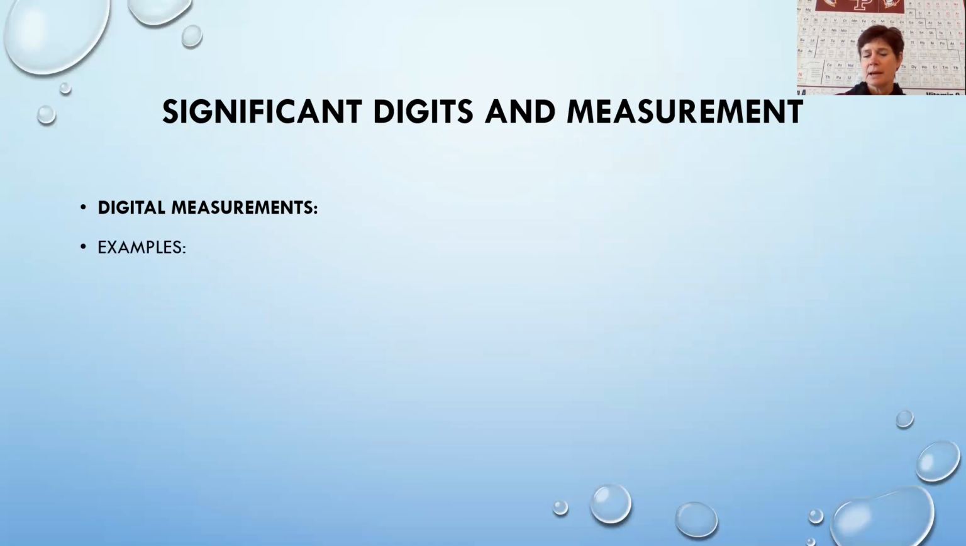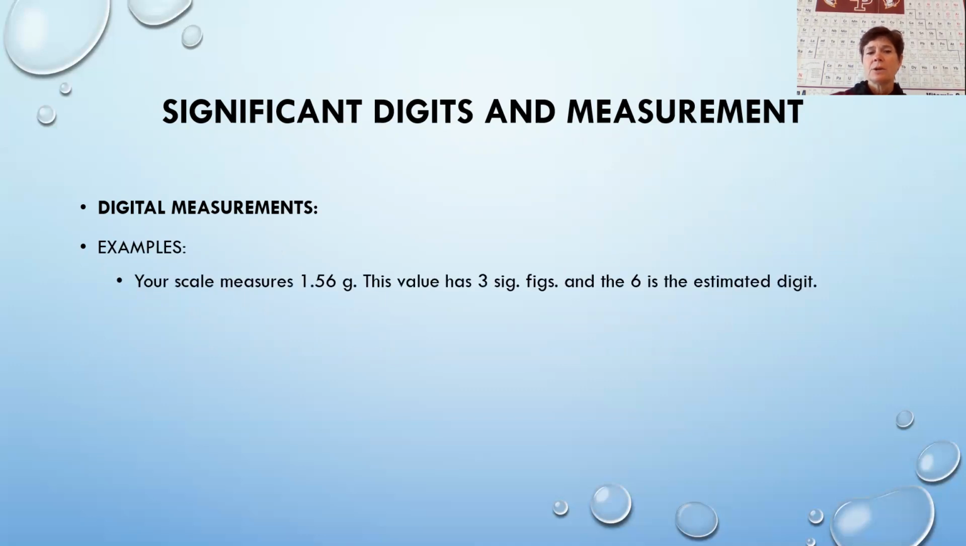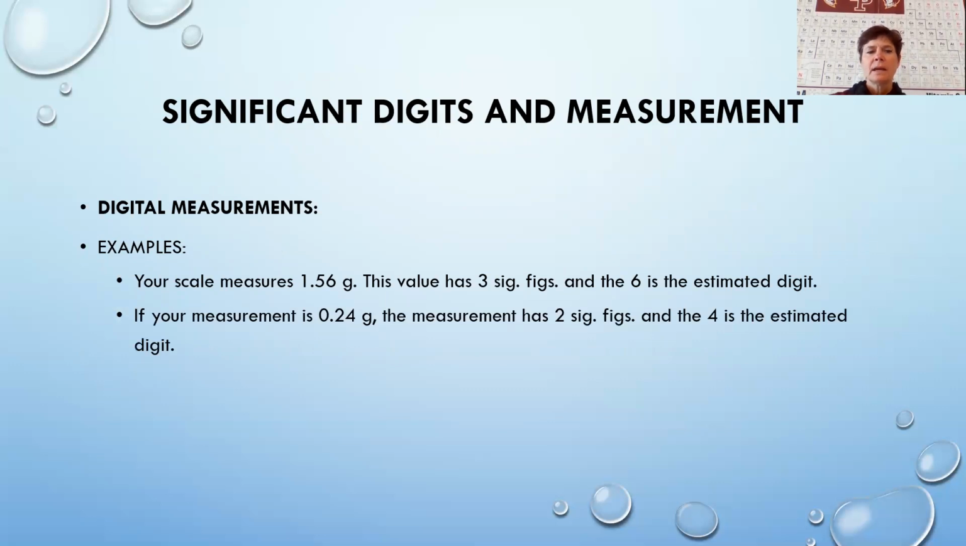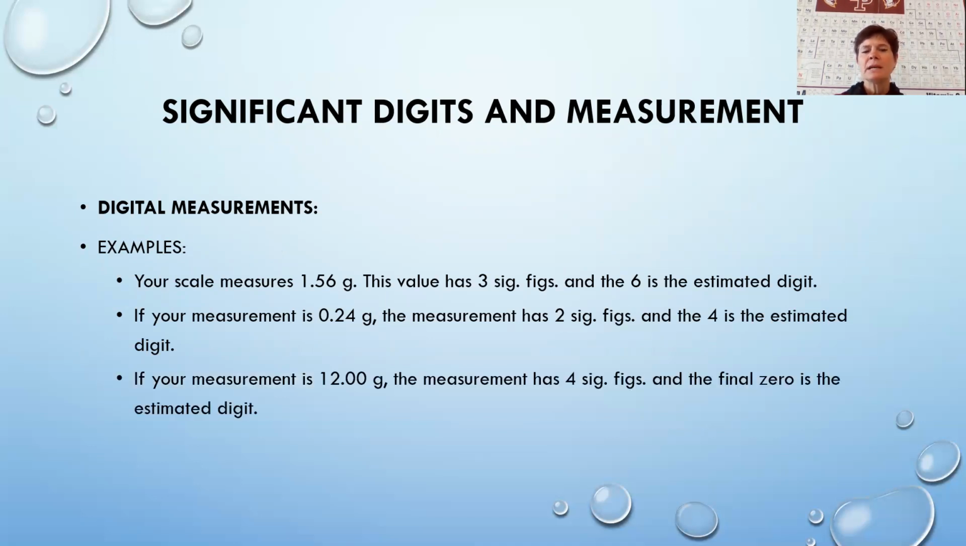Here are some examples of digital measurements. Your scale measures 1.56 grams. This value has 3 sig figs, and the 6 is the estimated digit. If you get a value of 0.24 grams, the measurement has 2 sig figs, and the 4 is the estimated digit. Remember, the 0, which is a lefty 0 to the left of all non-zeros, is not significant. If your measurement is 12.00 grams, the measurement has 4 sig figs, and the final 0 is the estimated digit. Remember, those zeros are righty zeros, and because there's a decimal in place, they are significant.